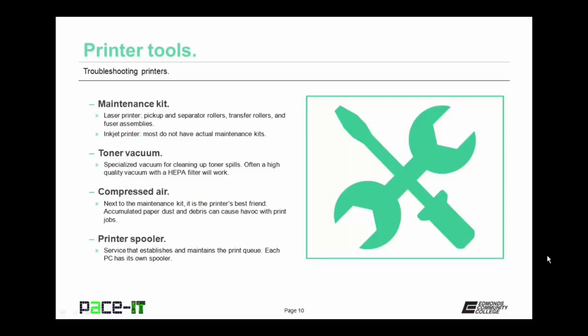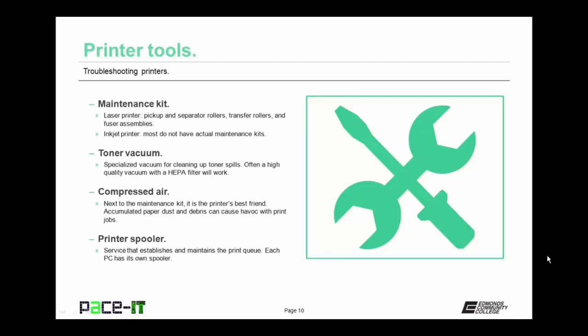Another tool that you can use is the toner vacuum. This is a specialized vacuum for cleaning up toner spills. You can often use a high quality vacuum with a HEPA filter and it will do the job just fine. Compressed air is another tool. Next to the maintenance kit, it's a printer's best friend. Accumulated paper dust and debris can cause havoc with print jobs. Periodically blowing out the inside of the printer is a wise thing to do. It'll prevent a lot of problems from occurring.